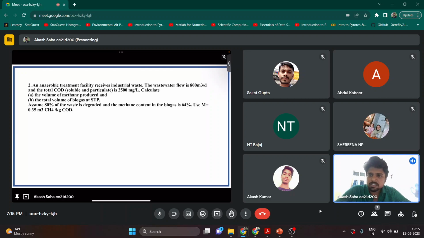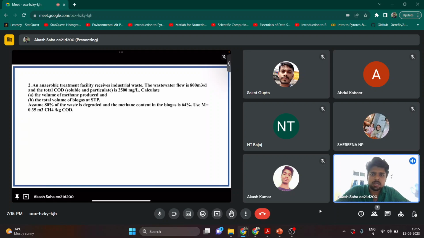The extra information given is that 80% of waste is degraded, because we know that in any anaerobic treatment facility we don't get the full 100%, some part of COD is still left. And the methane content of the biogas is 64%. Here also the M value, that is the methane conversion factor, is given as 0.35 meter cube of CH4 per kg of COD. So this is the question. It's a two-step question only, very simple.